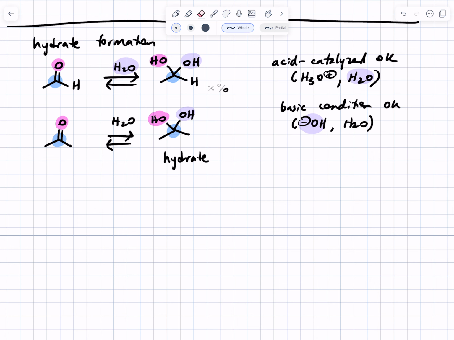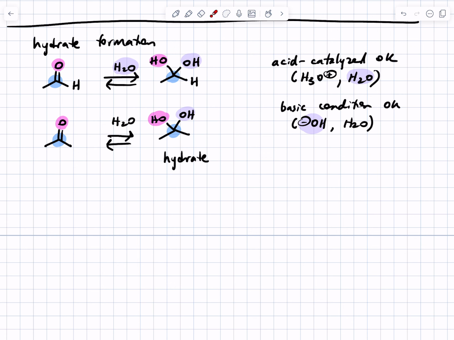And you can actually use the percent hydrate formed as a measure for how electrophilic the carbonyl carbon is to begin with. So there's a question on your problem set. What percent hydrate should be greatest for these various carbonyl compounds? That's really just a question about which carbonyl compound is most electrophilic or electron poor. The more electrophilic the carbonyl carbon is, the better the reaction is where water acts as a nucleophile.